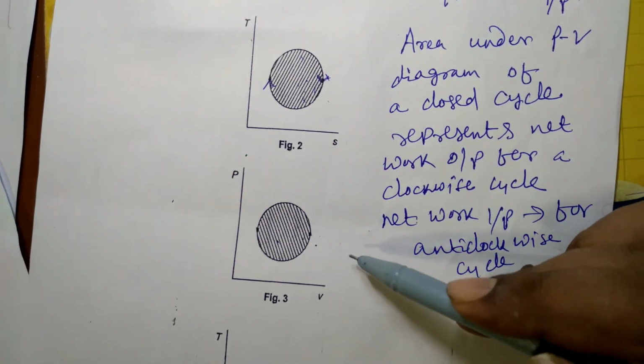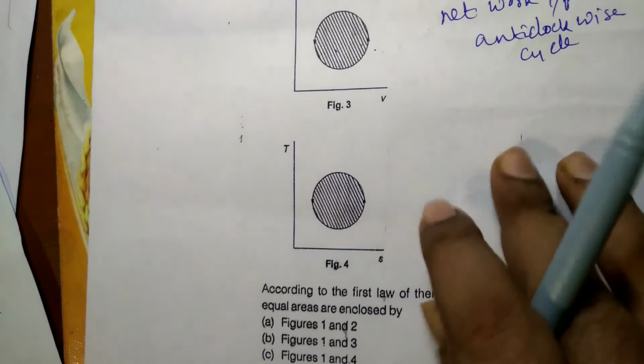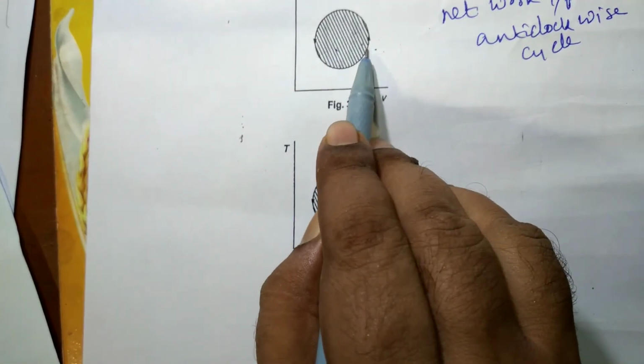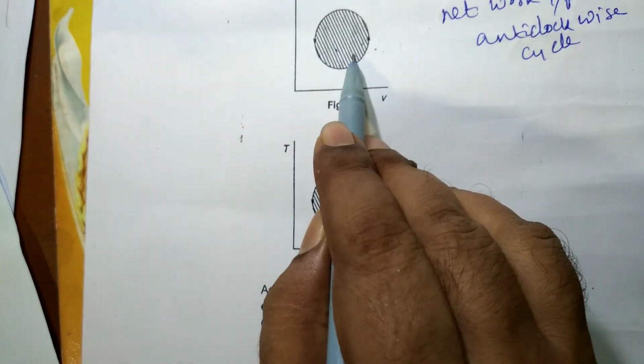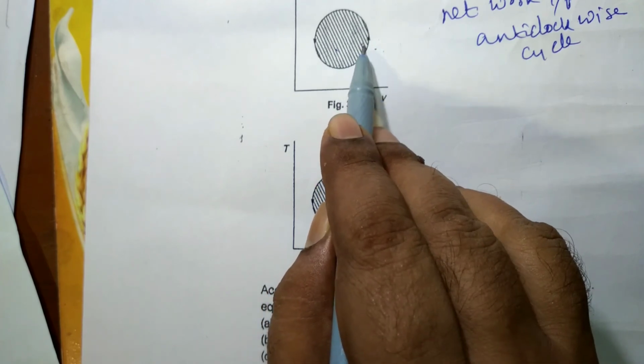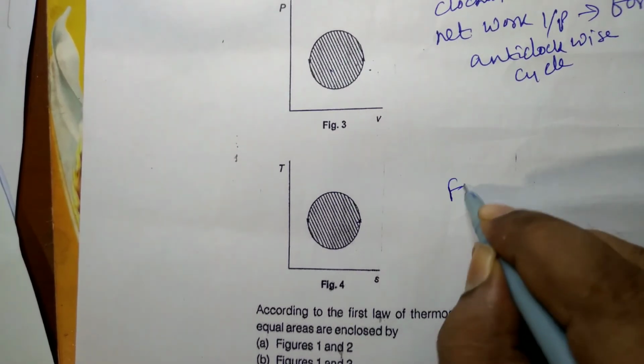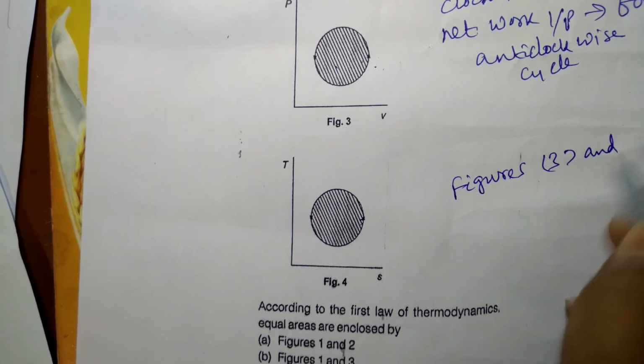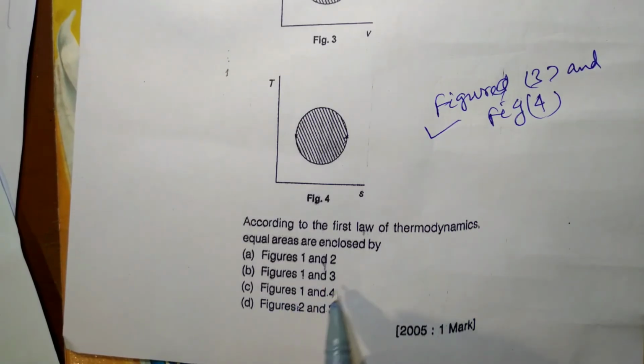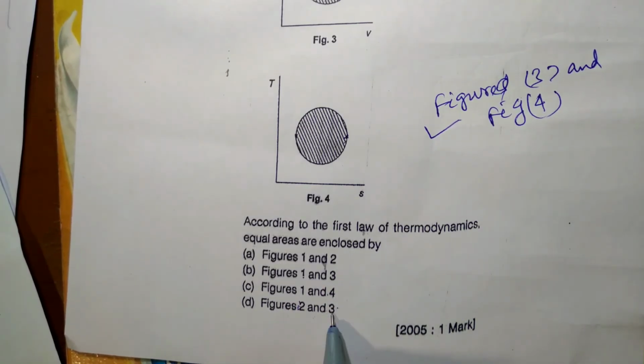सो अगर option होता 3 and 4, ये देखिए 3 जो है ये anti-clockwise के लिए है PV diagram में, मतलब ये net work input को represent करता है, और ये net heat rejected को, ये भी anti-clockwise. अगर option में figures 3 and 4 होता, वो सही होता, लेकिन वो तो option में नहीं है, क्योंकि options हैं figures 1 and 2, figures 1 and 3, figures 1 and 4 और figures 2 and 3.